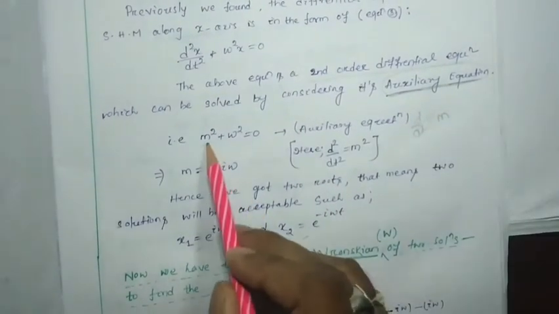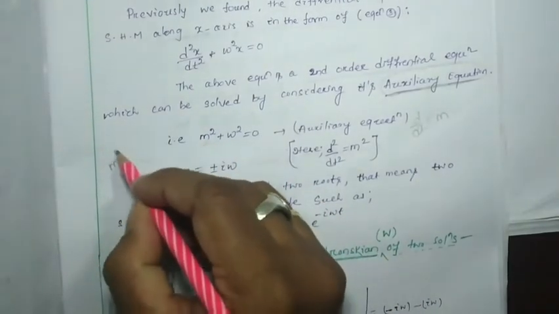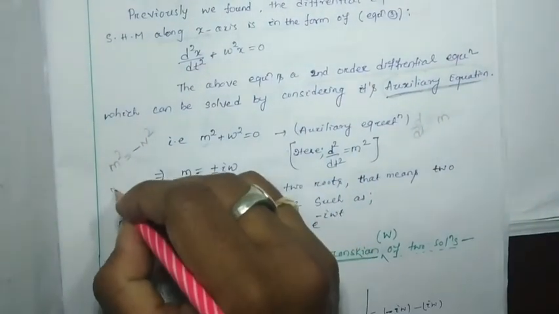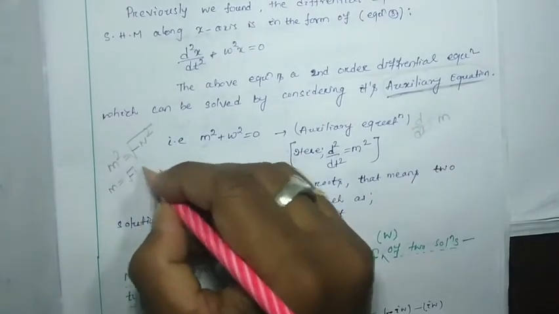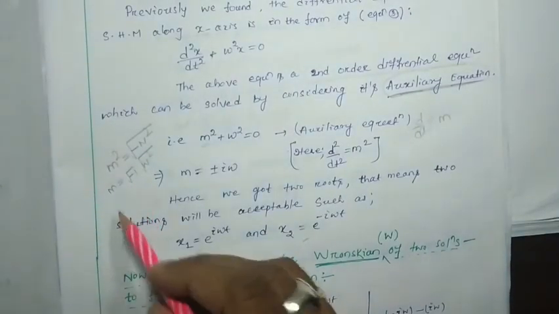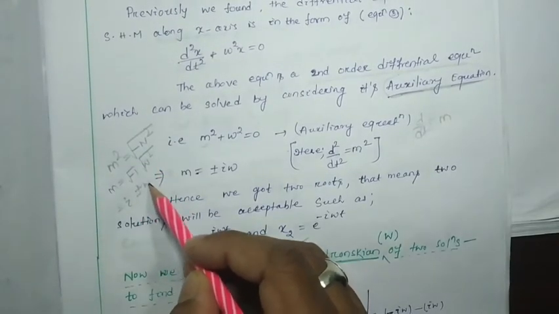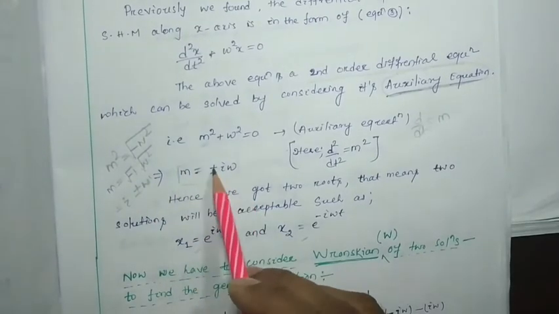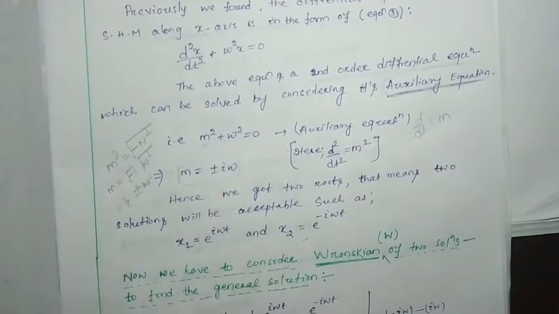So here m square plus omega square equal to 0. That means m square is equal to how much? Minus omega square, right? m equals the square root of this. The square root of minus 1 is nothing but i, and the square root of omega square means plus or minus omega. So here m will be plus i omega or minus i omega. So we got 2 roots of this auxiliary equation.